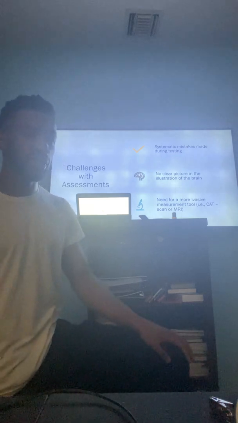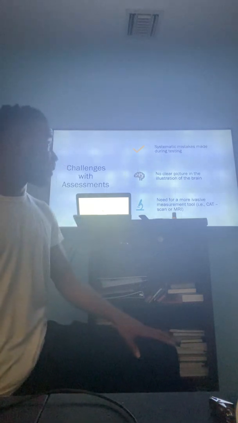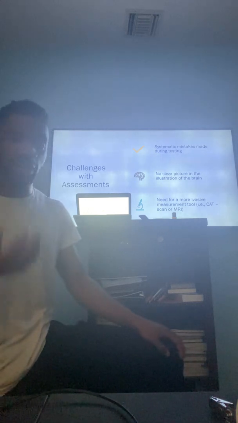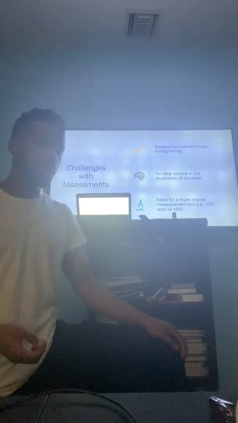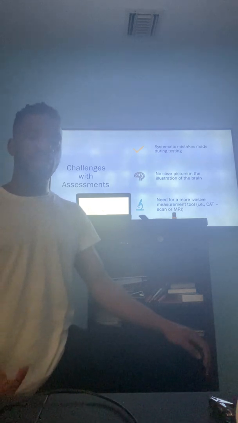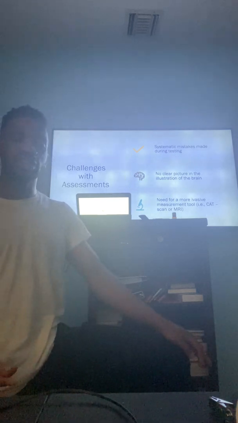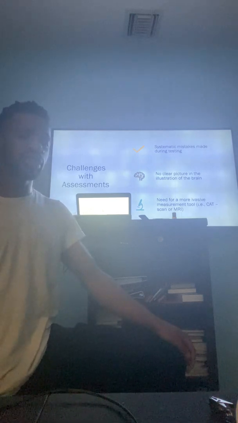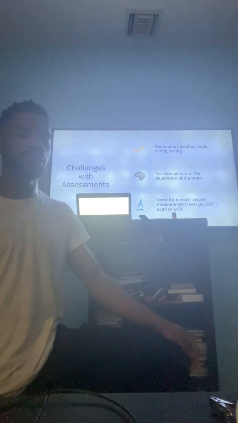Challenges with the assessments. Basically, you can have systematic mistakes made during the assessment. One could put in the wrong answer. One could also have a fear of tests, personal beliefs, fear, anxiety could also take a toll.